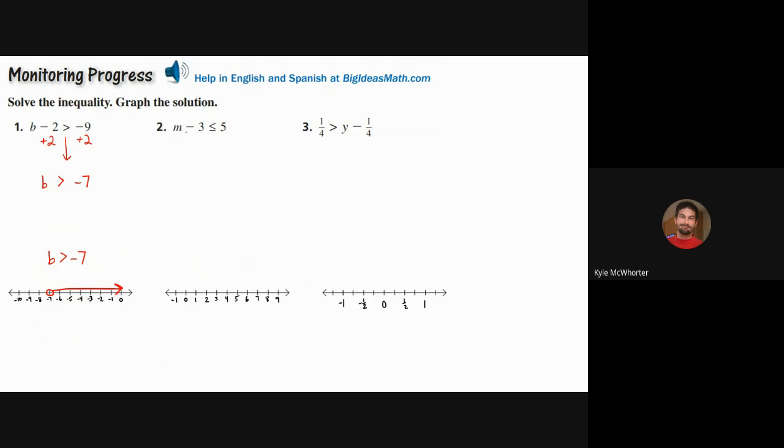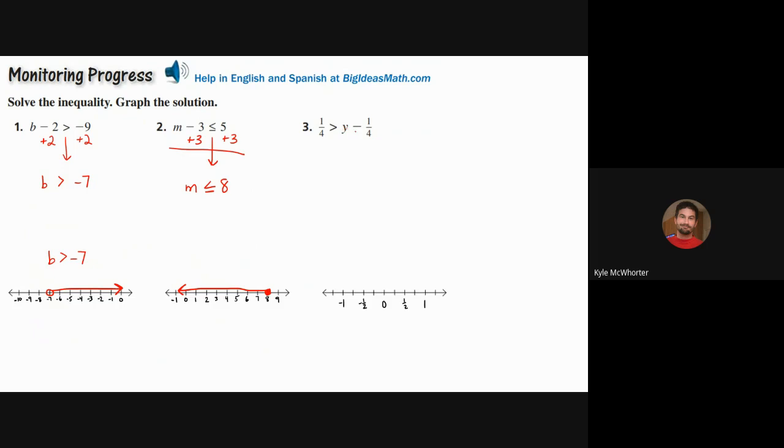For number 2, m minus 3, we're going to add 3 to both sides of the inequality, and we get m is less than or equal to 8. So we have the equal to sign, so we're going to do a solid circle at 8. Less than 8 is to the left.